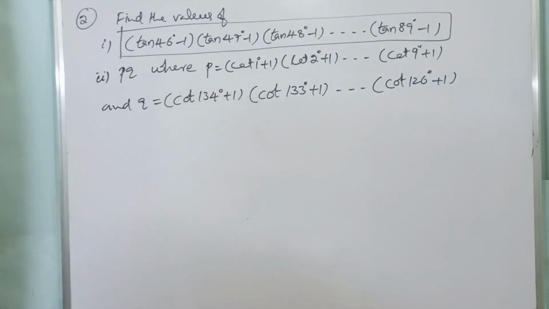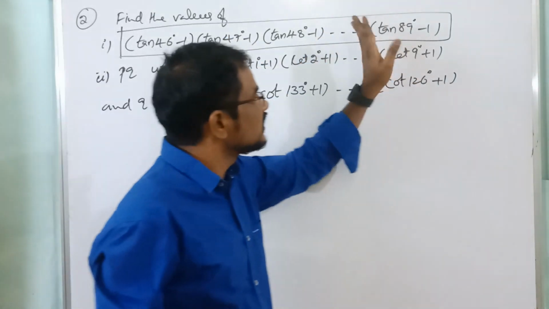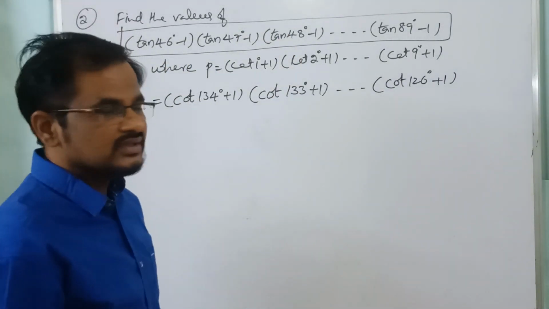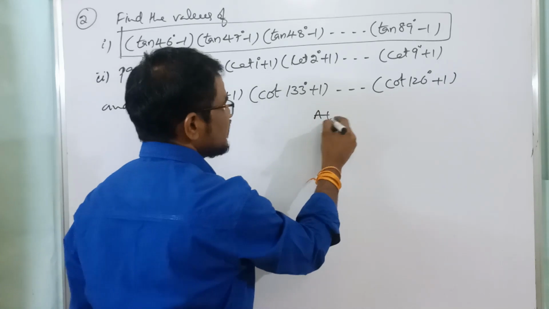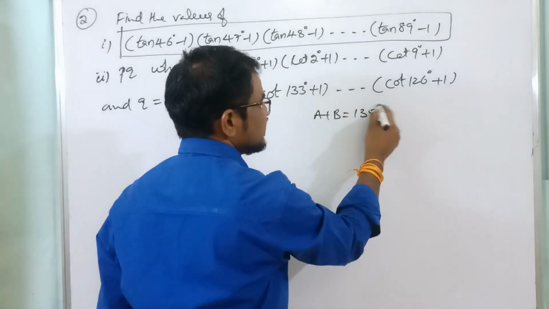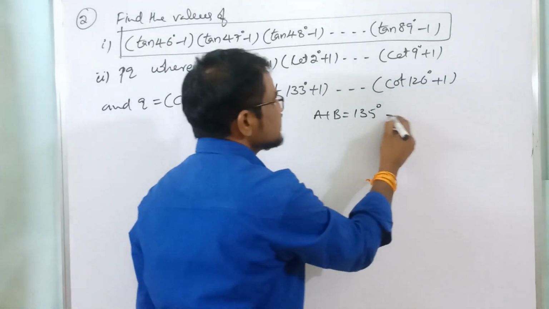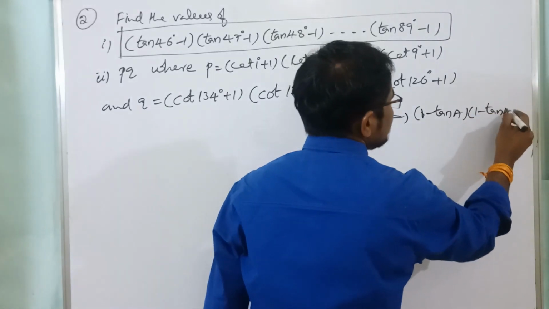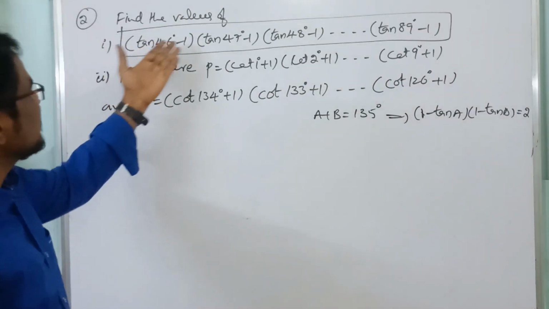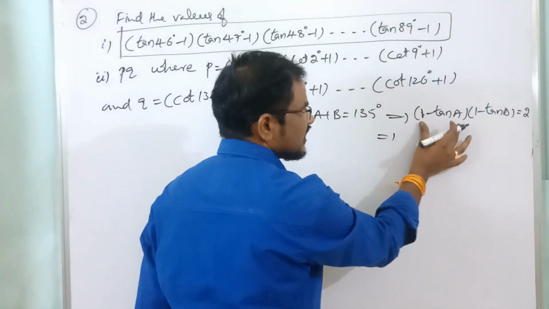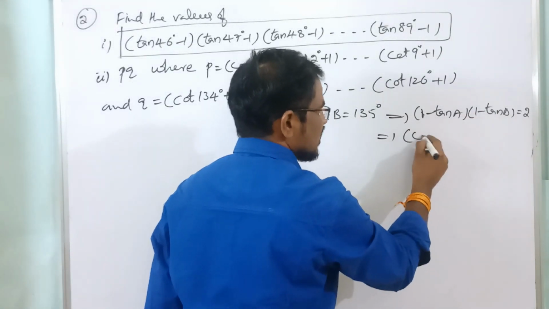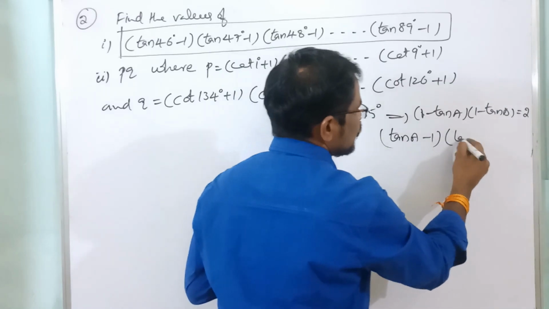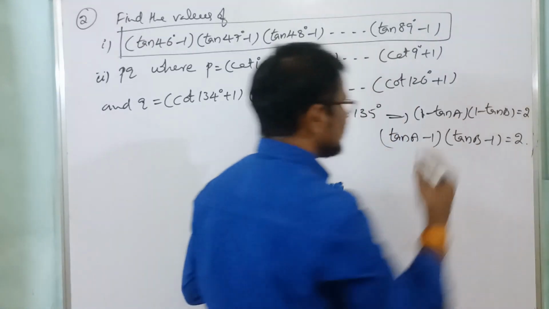Tan 46 minus 1, tan 47 degrees minus 1, and so on, up to tan 89 degrees minus 1. To find the value of this series, we have the condition: whenever a plus b equal to 135 degrees or 3 pi by 4, what is our condition? (1 minus tan a) into (1 minus tan b) equal to 2. But here what is there? The tan a minus 1 form is there. So if you take minus common, minus times minus gives plus, so you can also write it like this. But (tan a minus 1) into (tan b minus 1) is equal to what?